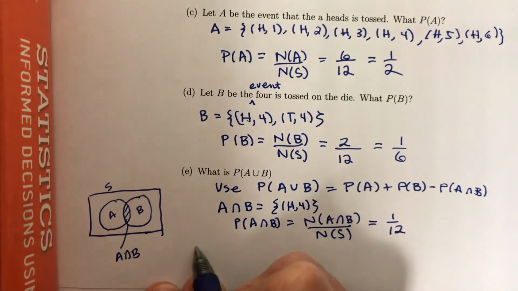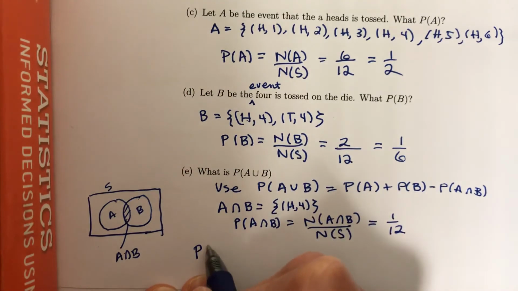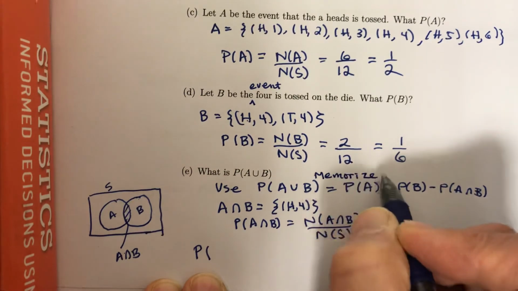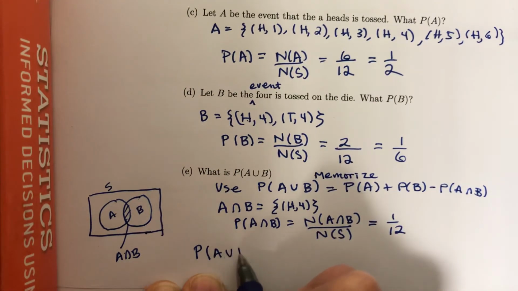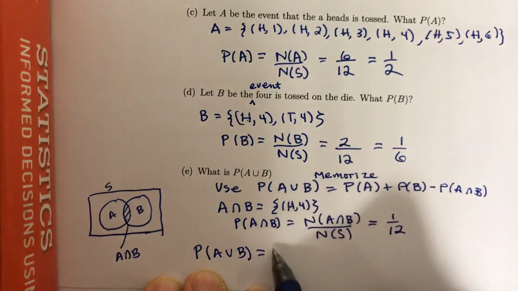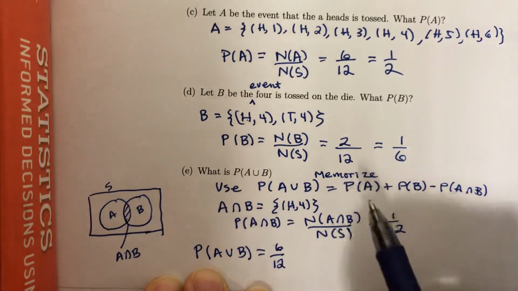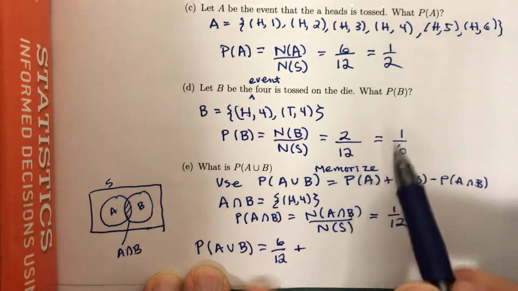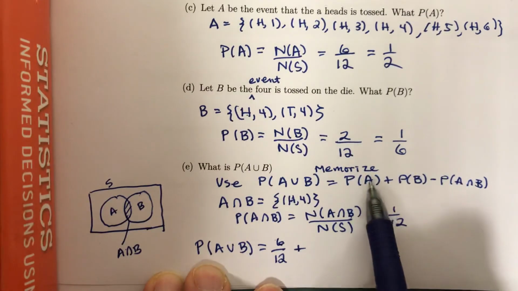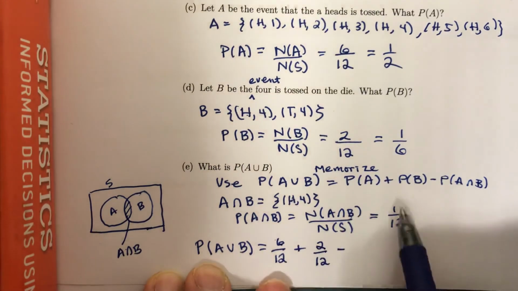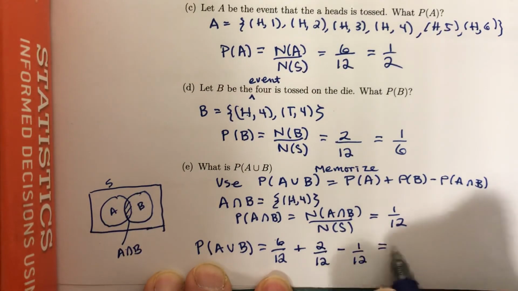Now, using this formula that I have up above here, which is one that we're going to memorize, the probability of A union B is going to be the probability of A, which is 1/2. Instead of using 1/2, I'm going to use the unreduced form, 6/12, because that's how I can add and subtract fractions, by having the same denominator. So if I have it unreduced, then they both have a denominator of 12. So it's the probability of A, which is 6/12, plus the probability of B, which is 2/12, minus the intersection, minus 1/12. And 6 plus 2 is 8, minus 1 is 7/12.